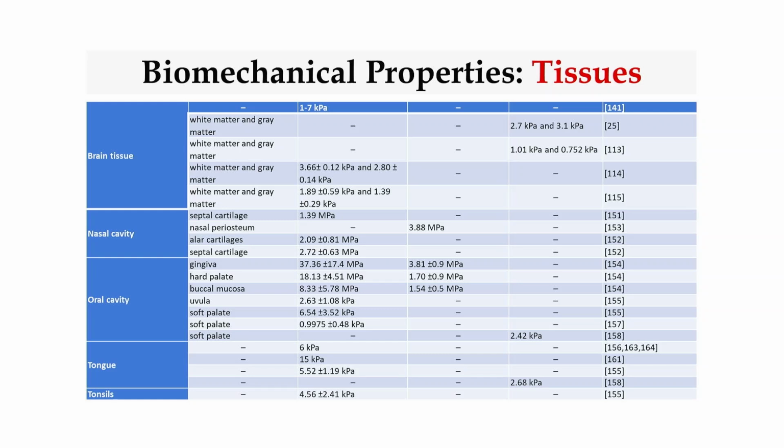Next is the nasal cavity. These are all the different tissues which we discussed in the first few sessions, their structures and how they look. For the nasal cavity, the modulus of elasticity has been defined. The septal cartilage and the alar cartilage, and the septal cartilage again by another group, have been defined with properties as follows, right? And the ultimate tensile strength of the nasal periosteum is also defined, but the shear modulus is not known. The oral cavity, which we have studied, the gingiva, hard palate, buccal mucosa, uvula, soft palate, all these properties are fairly well defined, right?